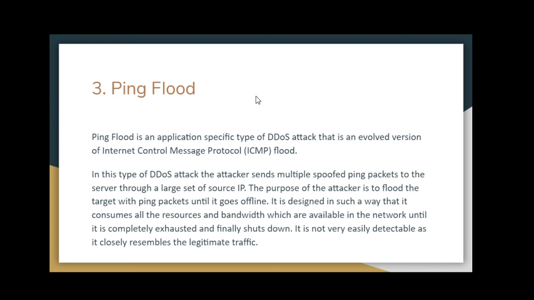It is designed in such a way that it consumes all the resources and bandwidth which are available in the network until it's completely exhausted and finally shuts down. It is not very easily detectable as it closely resembles legitimate traffic. In this, the attacker hopes the victim will respond with ICMP echo reply packets, thus consuming both outgoing and incoming bandwidth.